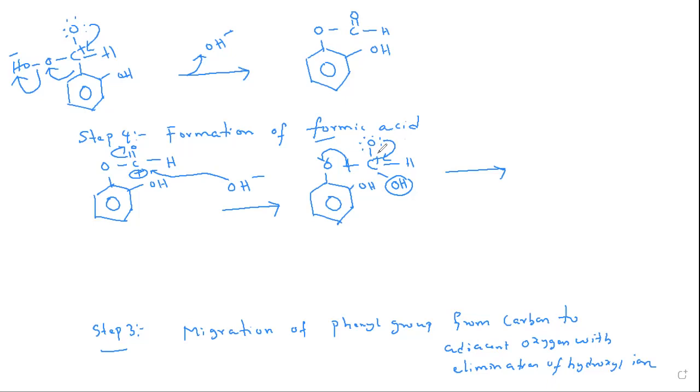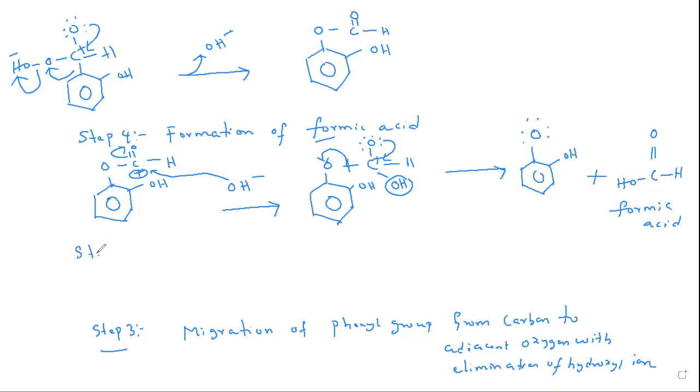So you can write the benzene ring or phenyl ring with oxygen. It has 3 lone pairs of electrons and an OH group here, plus you are going to get formic acid. So you can write C double bond O, H and OH. So this is formic acid. This entire group is liberated in the form of formic acid.